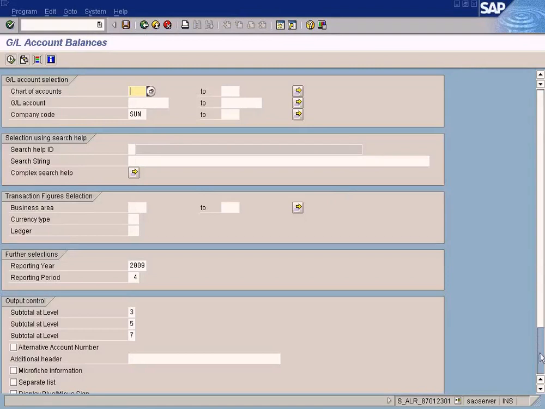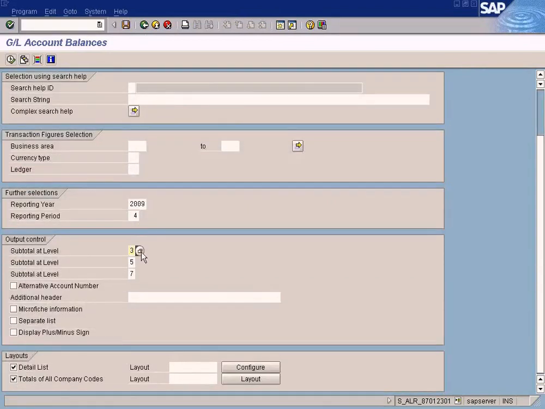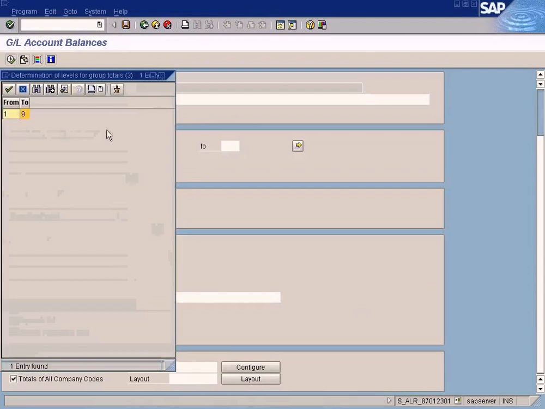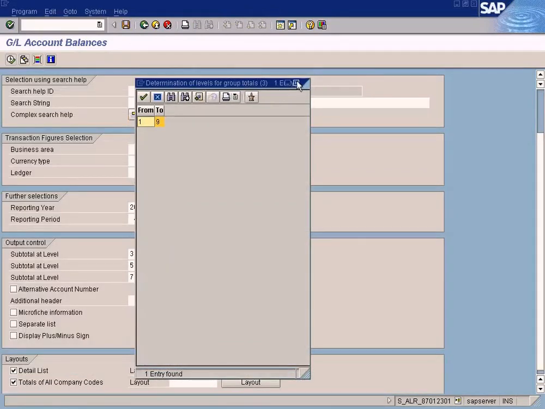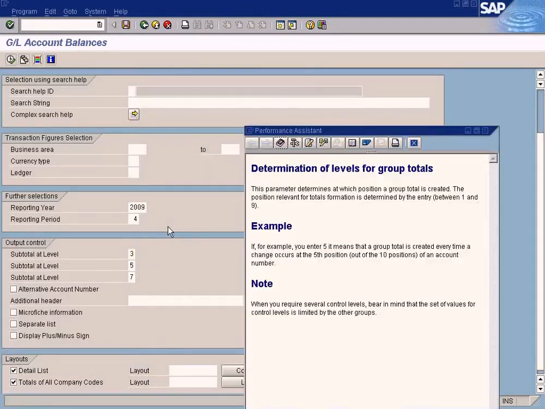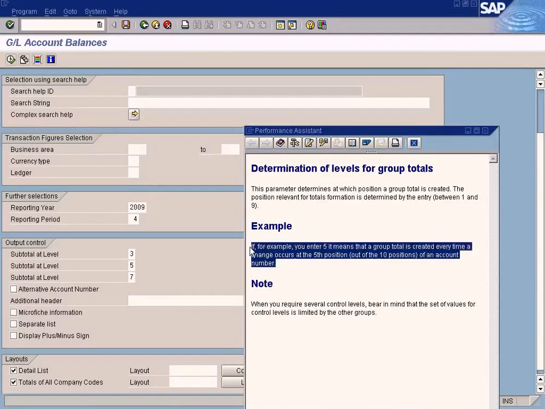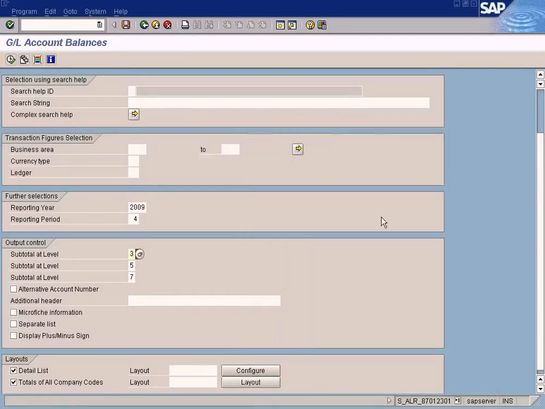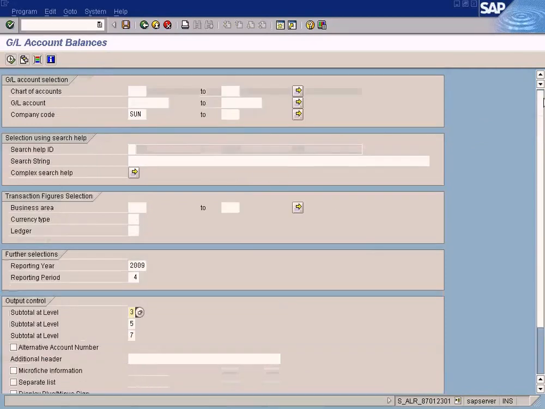Alright, you can also change the subtotal levels here. Okay, what it means is that, let me open the help. I can change the subtotals at the various levels. Okay, it's a very good report.